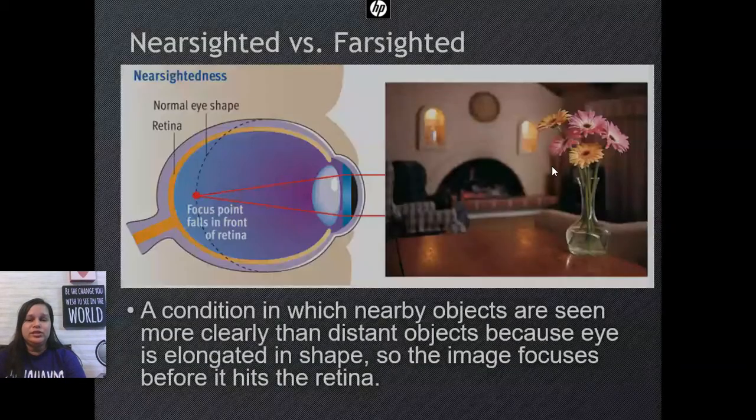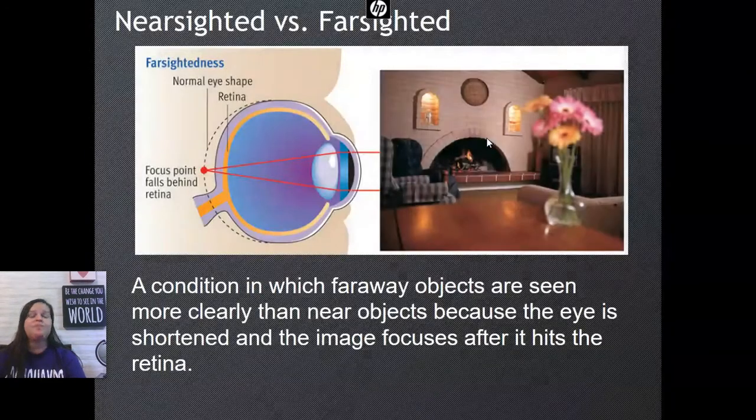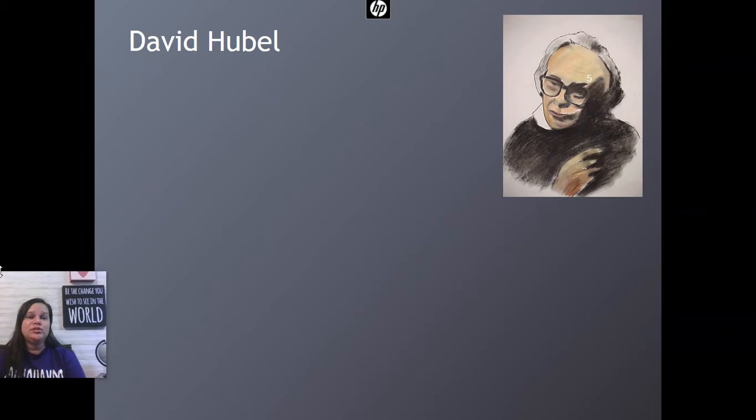The opposite, and you can see that in the image here, is that the flowers are clear, but the stuff in the background is blurry. Farsighted is the opposite: they have a shortened eyeball, and the focus can fall behind the retina. So people who are farsighted can see far away, but things that are close up are really blurry. I have this. I can't see things really close, so I'm going to hold it out from me and try to read it like that. And again, it has to do with the shape of the actual eyeballs.